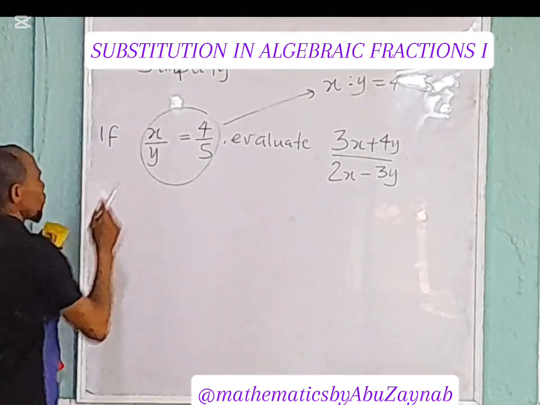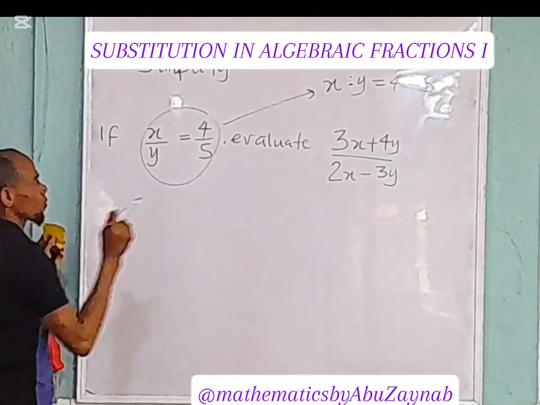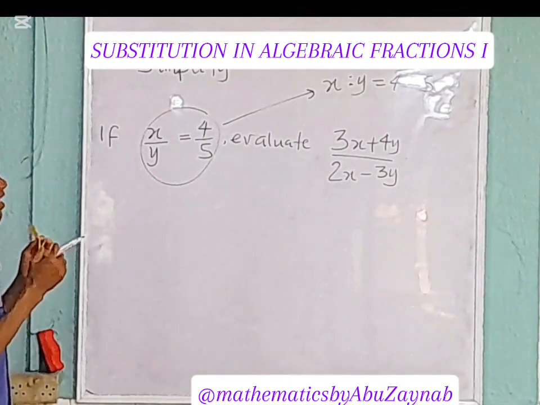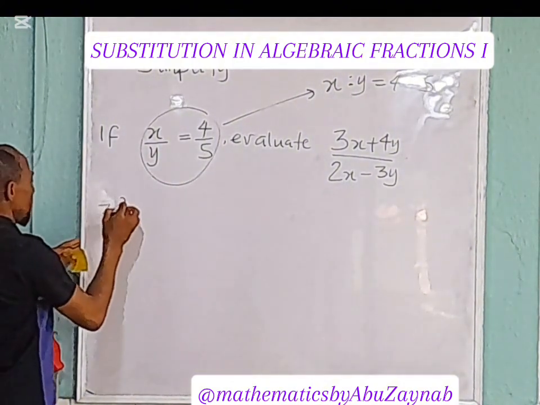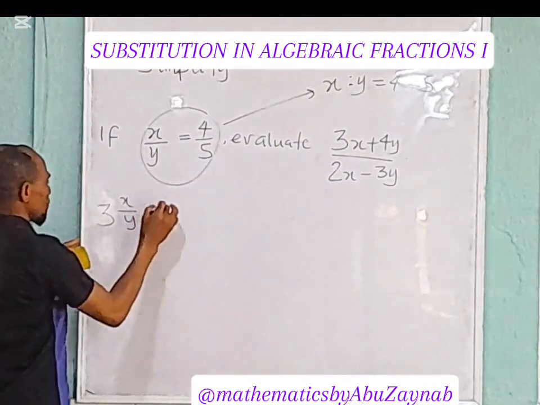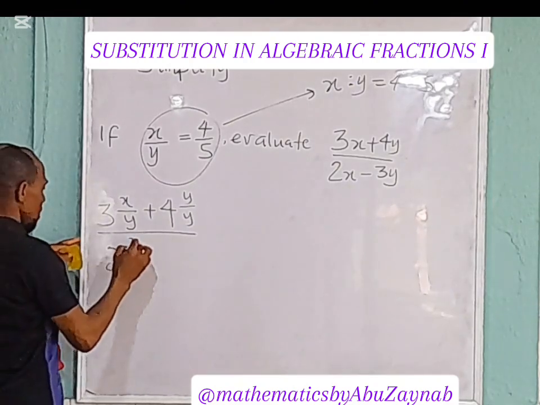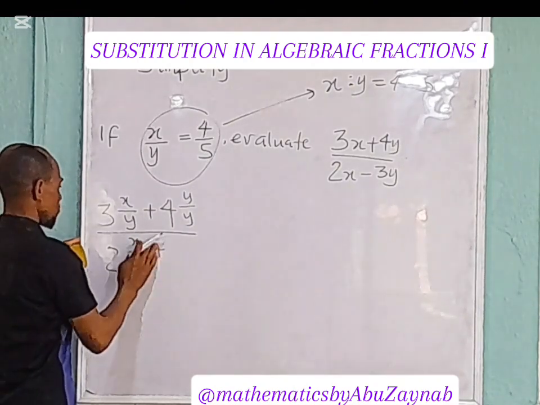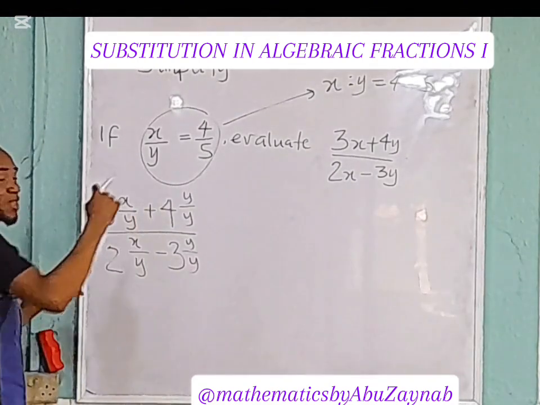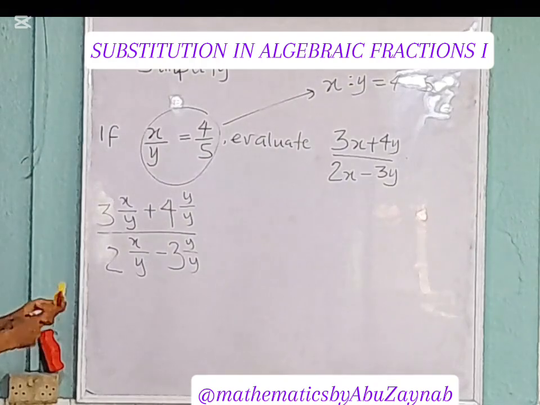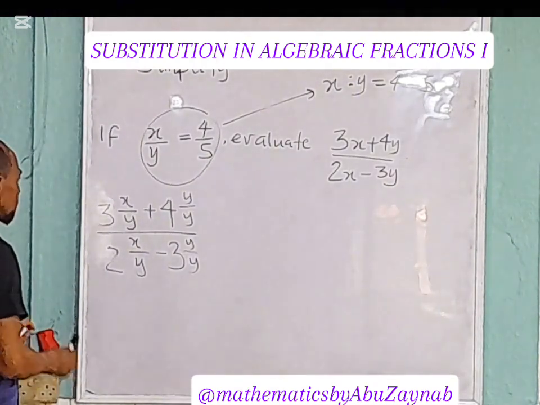So since we have x over y, we are going to express everything in terms of x over y as much as possible. And the way to go is to divide each term here by y. So I'm going to have 3x over y plus 4y over y, over 2x over y minus 3y over y. So I'm dividing each term by y. And that results in 3x over y plus 4.